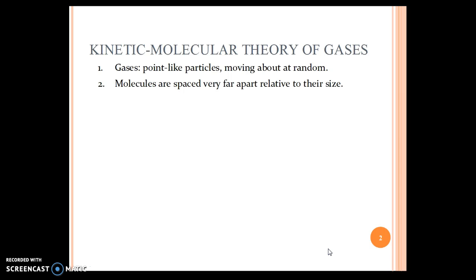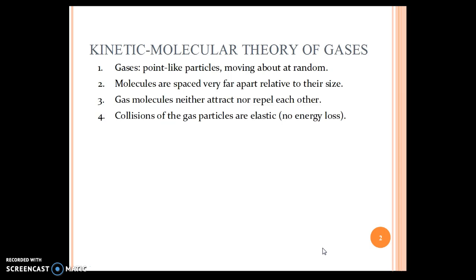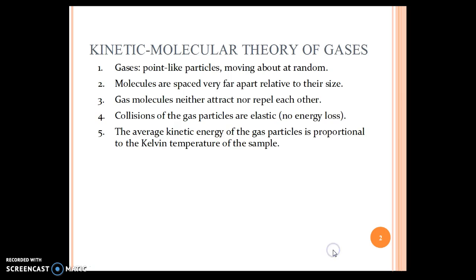The molecules themselves are spaced in the gas very far apart relative to their size. Gas molecules neither attract nor repel each other. Collisions of the gas particles themselves are elastic. That means when they run into each other or into the walls, there is no loss of energy. And last, the average kinetic energy of gas particles, molecules, is proportional to the Kelvin temperature of the gas.